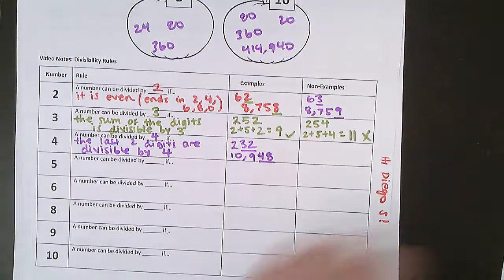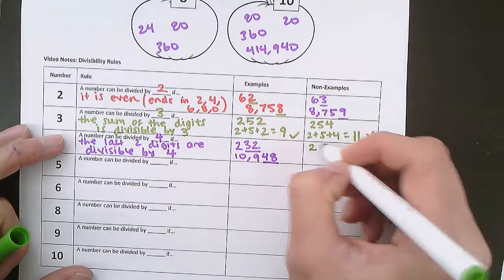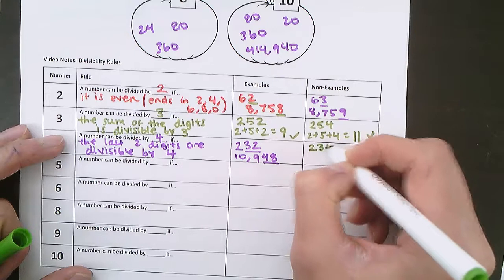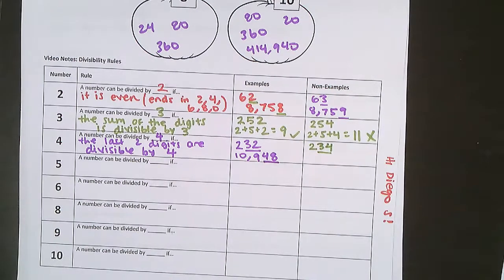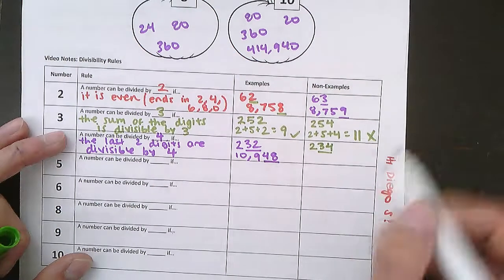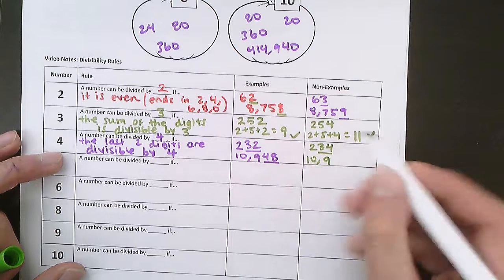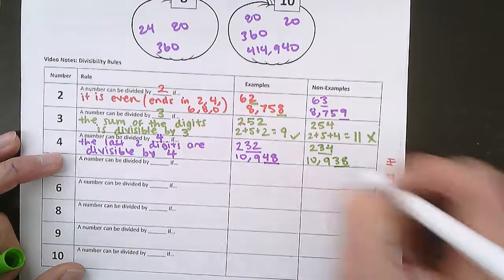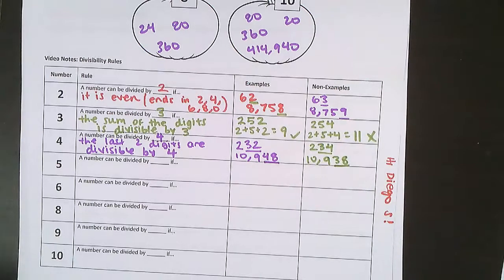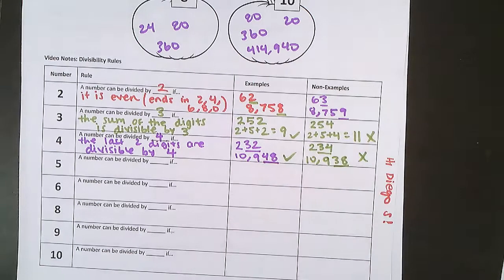Some non-examples. If I had 234, right? 34, can that be divided by 4? It can't, so that doesn't work. Or if I had 10,938, 38, can that be divided by 4 evenly? No, it can't, so that doesn't work. These ones do.